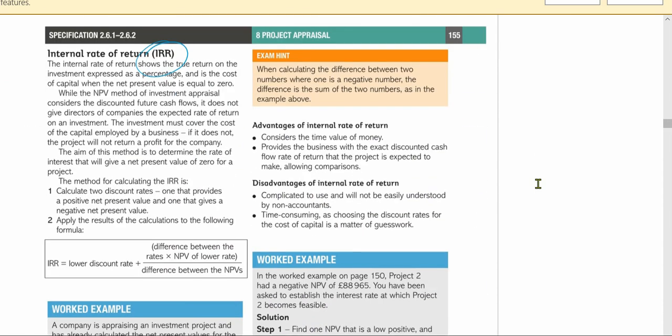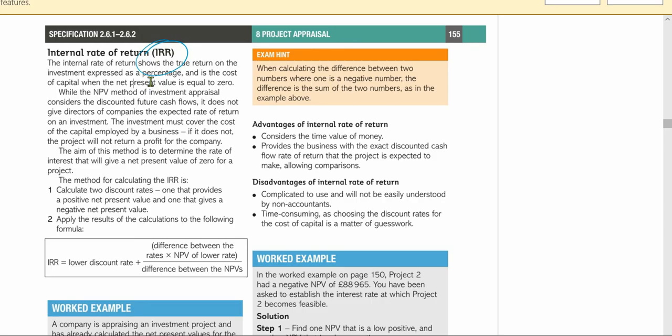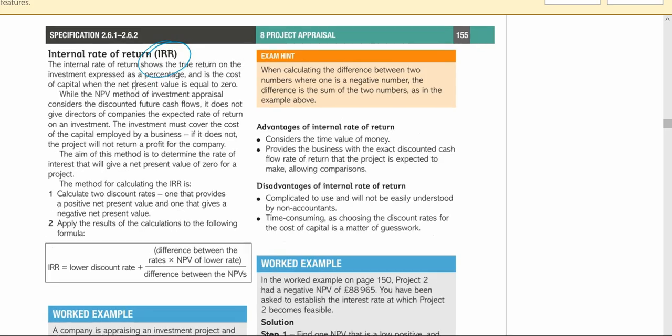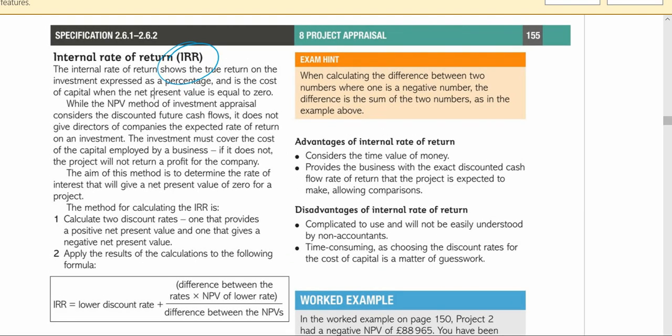Next in this topic, we start the IRR. What is the IRR? It is a project appraisal method where we can evaluate whether the prospective project is in favor or not in favor.